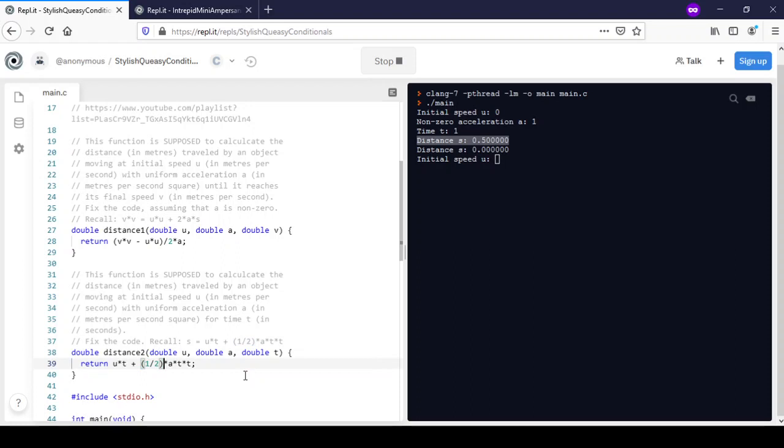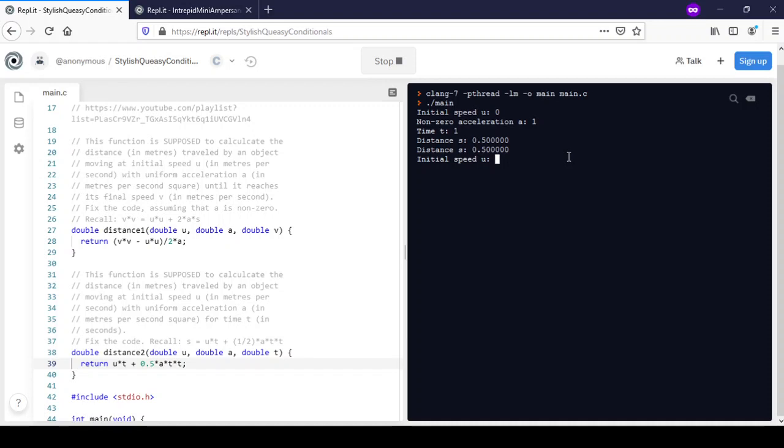So one way we can fix this is, of course, we can replace this 1 divided by 2 with 0.5, which is a double constant. And if we try that, let's stop this run and run it again with the same values. Initial speed 0, 1 meter per second square for 1 second. And this time you notice that both distance 1 and distance 2 return the same answer.